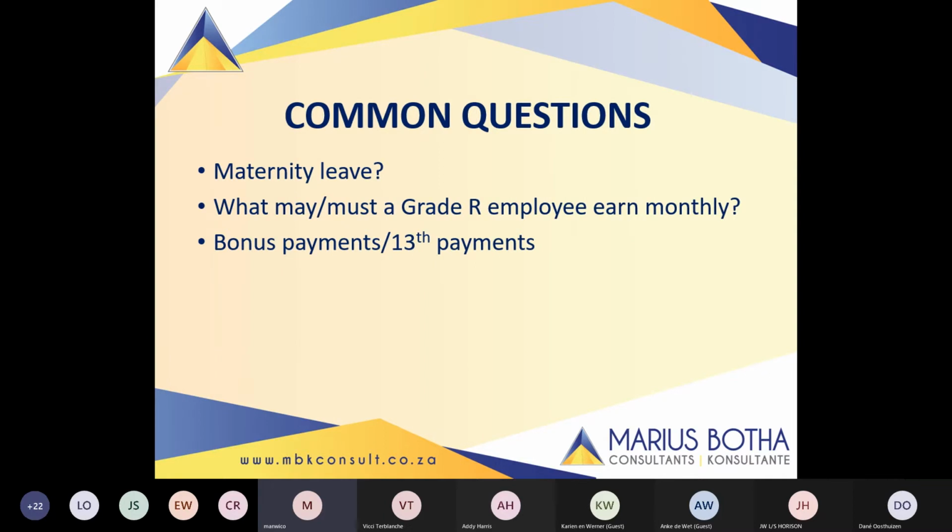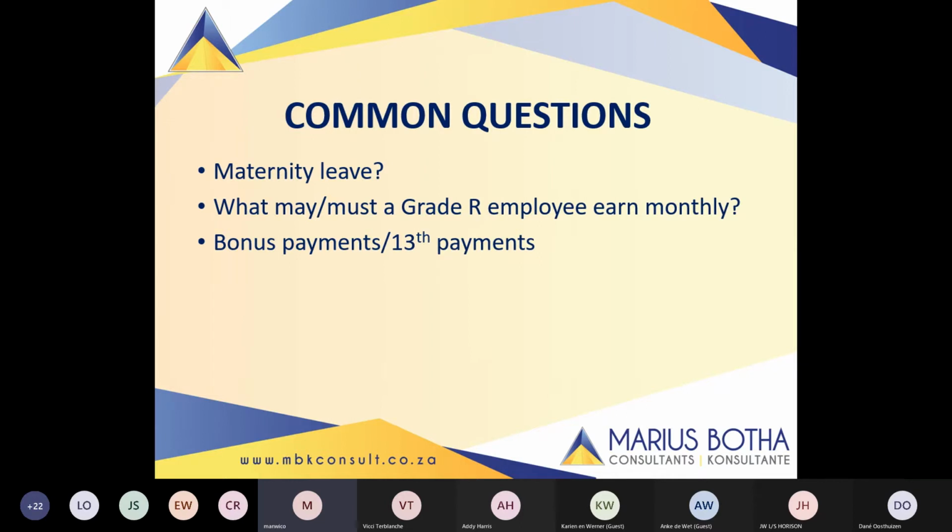It cannot be enforced. But this creates lots of problems due to the fact that grade R practitioners, for example, are earning 20,000 Rand a month, 16,000 from the government, 4,000 from the SGB, and then when we get to December, the SGB only decides to pay the 4,000, and suddenly the 13th check or the bonus is only 4,000.